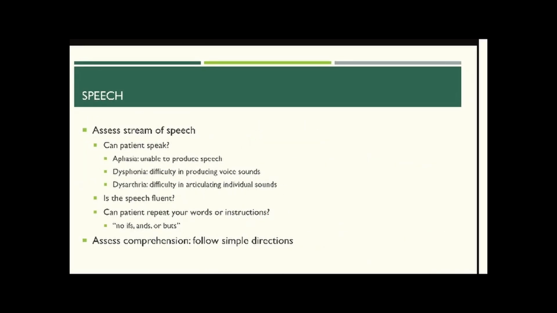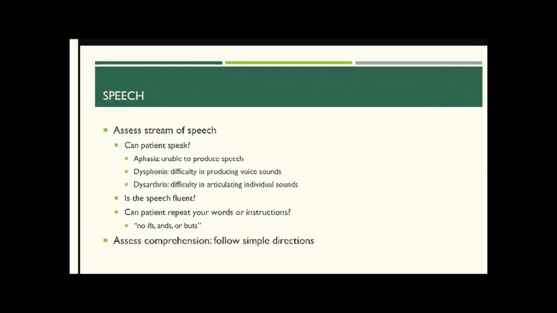Speech, can they talk? Do they have any problems with the speech? Dysphonia is difficulty producing voice sounds. Aphasia is being unable to produce speech. So Broca's aphasia. Dysarthria is difficulty in articulating individual sounds. So no ifs, ands, or buts kind of knocks out all the different sounds that you can get out. Is it fluent? And then there's that phrase.